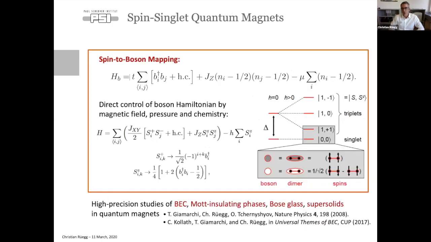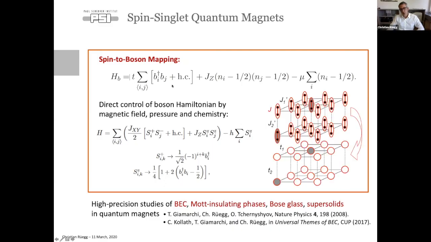The general thing you need to know about this is really that there are these dimers. I showed you this a bit before. The ground state is a singlet, the excitation is a triplet. There are 3 of these. If you map the spin system onto an effective boson model, you get this type of Hamiltonian. So the important parameter is the hopping for these particles on the lattice. And then you have an interaction term and you have a chemical potential, which you can control with a magnetic field.